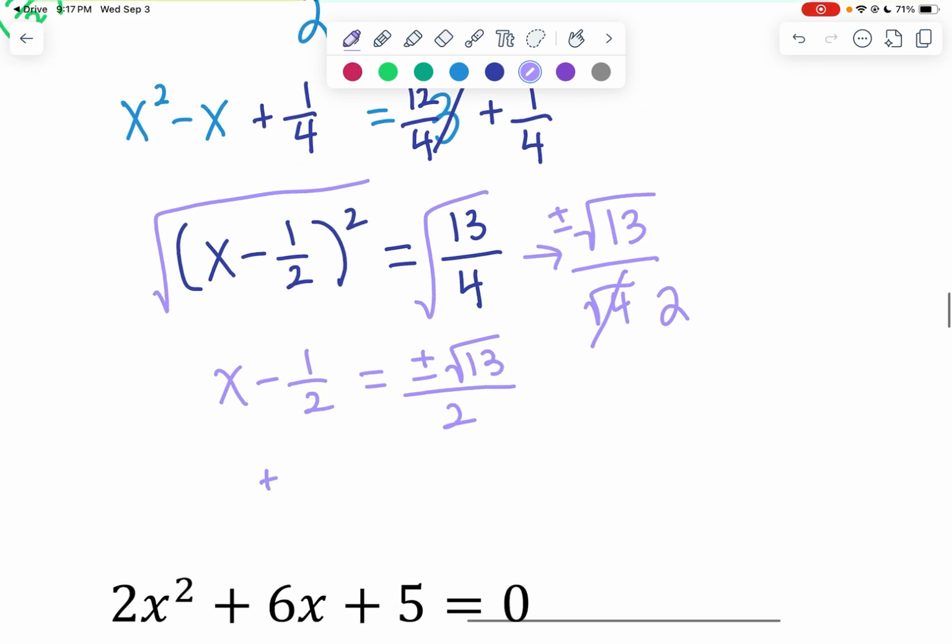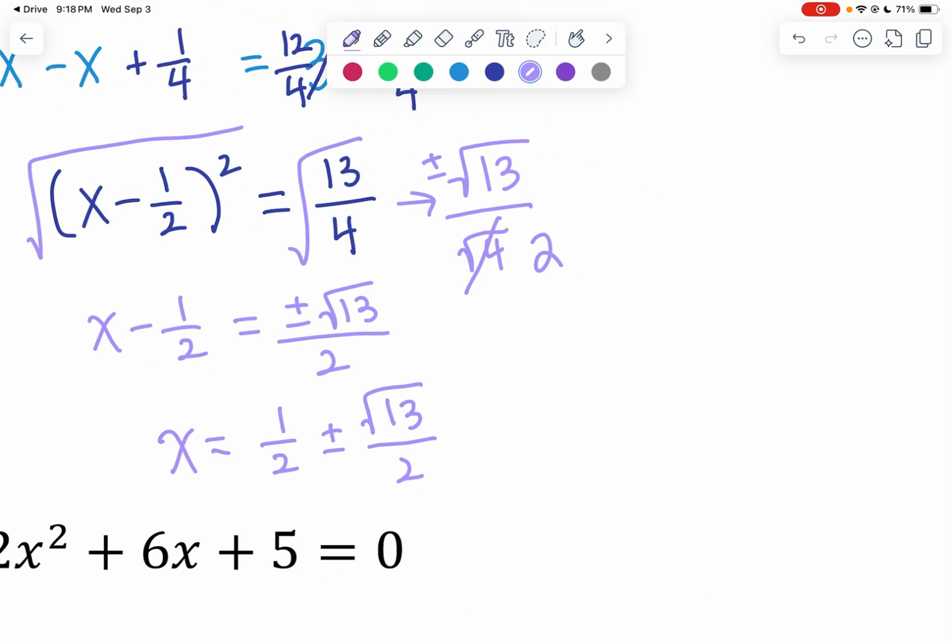And then from there, add 1/2. Okay, and then this is where, if you think about it, if you add 1/2, that's going to be x equals, the half goes in front, so that would be 1/2 plus or minus √13 over 2. And it's fine to leave your answer that way. It's fine to even split it and say 1/2 plus √13 over 2.